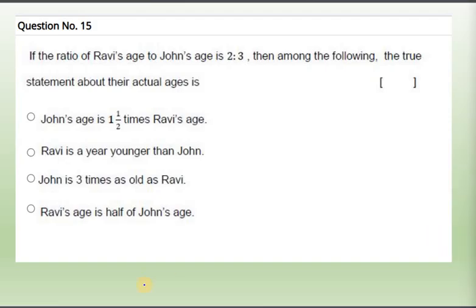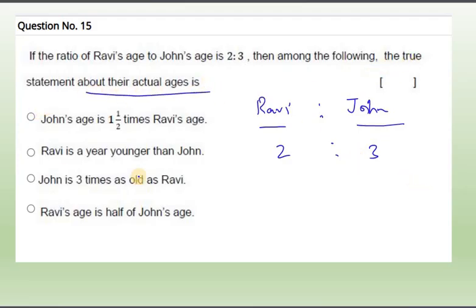If the ratio of Ravi's age to John's age is 2:3, the ratio of Ravi's age and John's age. So what is the ratio? Ratio means comparison. These are not values. It does not mean 2 years and 3 years. Comparison. So this is 2:3. Then which statement is true about their actual ages?